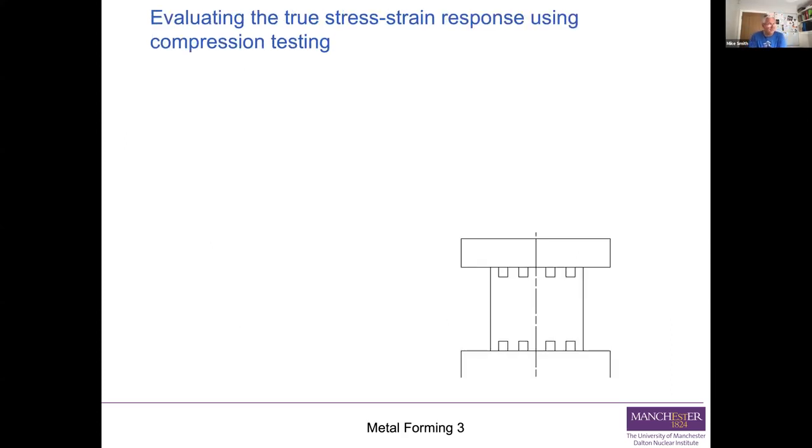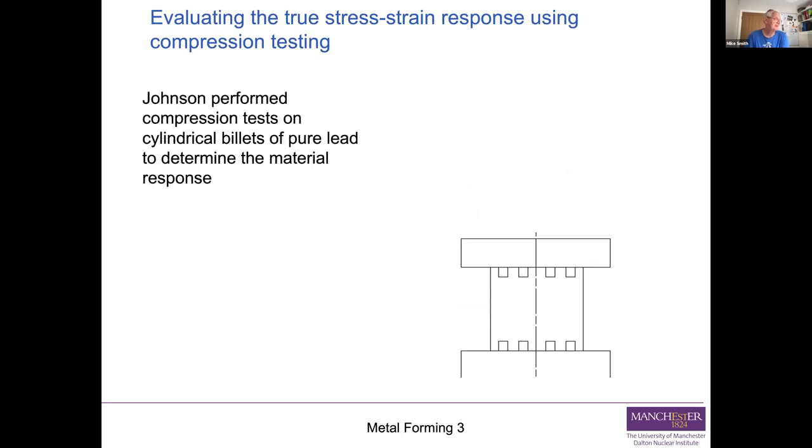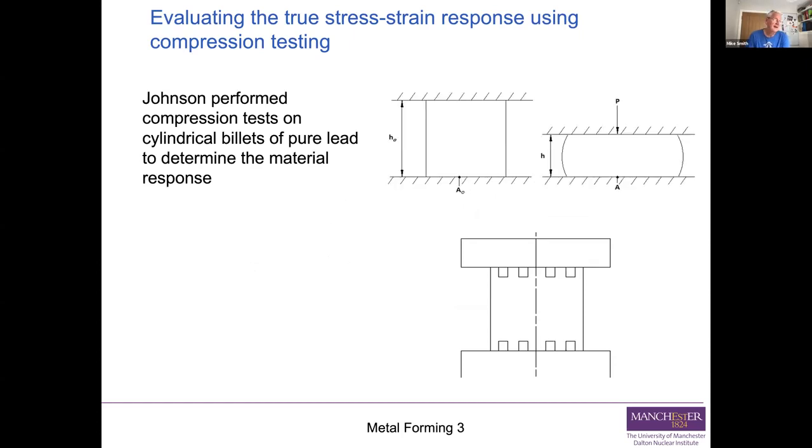He also, and this is a little bit of revision, needed to know what the stress strain response of the material was. And of course, he used compression tests, which we talked about yesterday. He took pure lead and did compression tests to get the stress strain curve. And here's a picture we might remember from yesterday. You start out with a nice cylinder of height H naught and area A naught. You squash it and it changes to area A and height H.